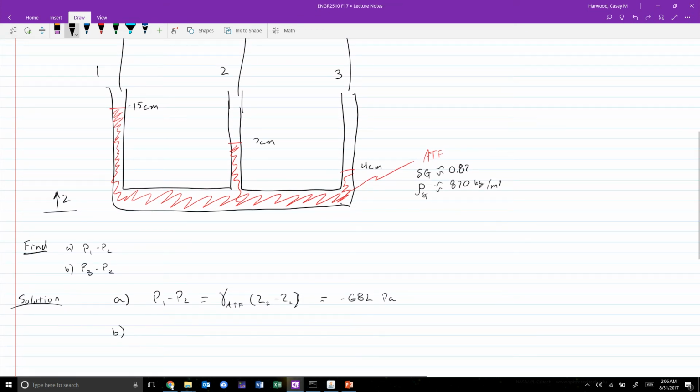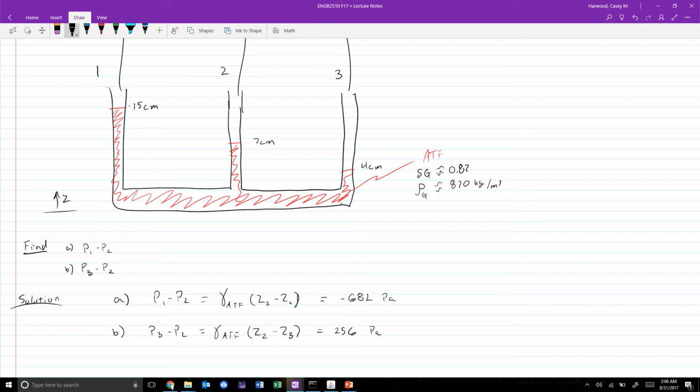For part B, same thing. P3 minus P2 is going to be equal to gamma ATF times Z2 minus Z3, which, if we plug in these values, is going to be equal to 256 pascals. That is, the pressure at 3 is larger than the pressure at 2 by this quantity.